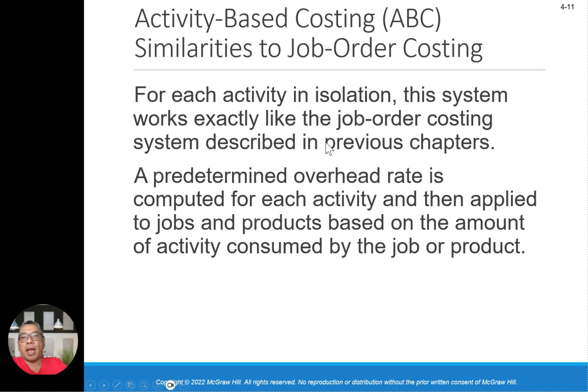For each activity, this system works exactly like the job-order costing system described in the previous chapter. It's a predetermined overhead rate that is computed for each activity and then applied to jobs and products based on the amount of the activity consumed by the job or product.